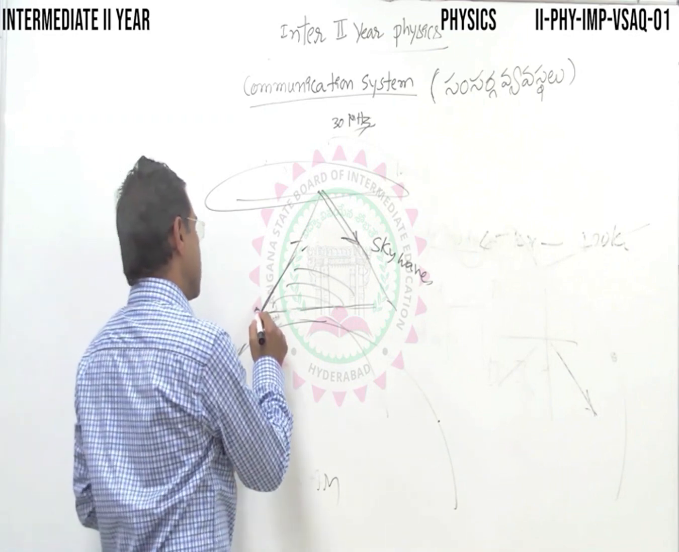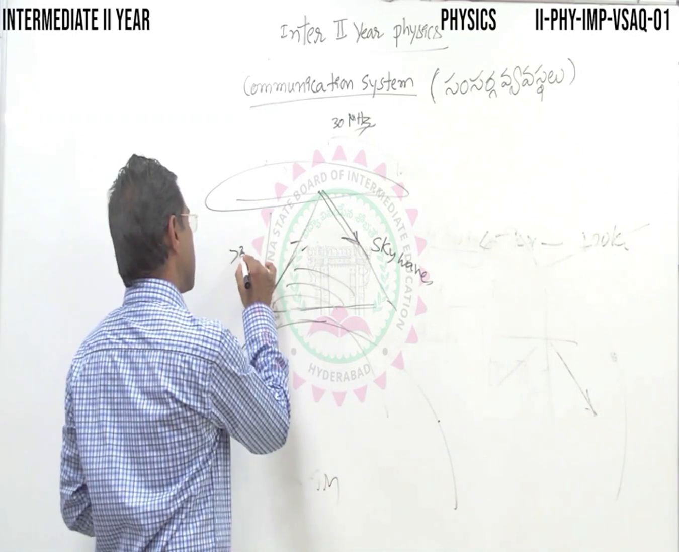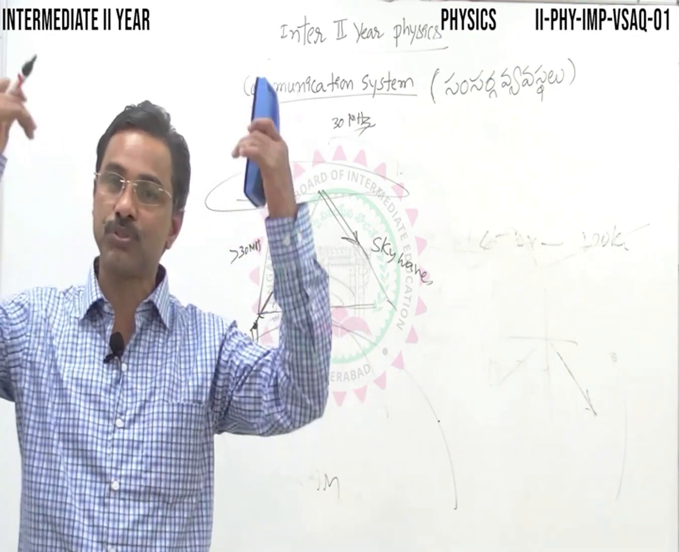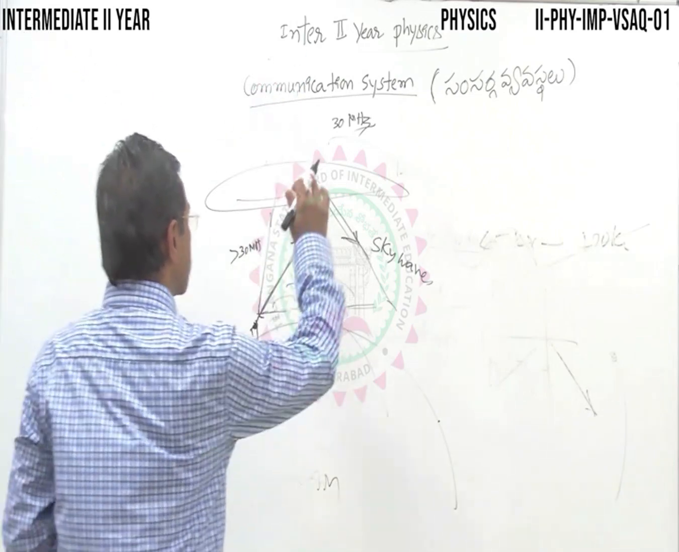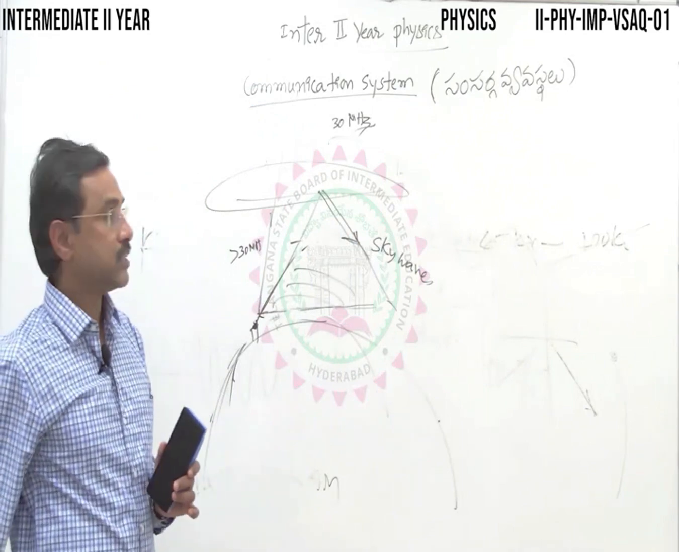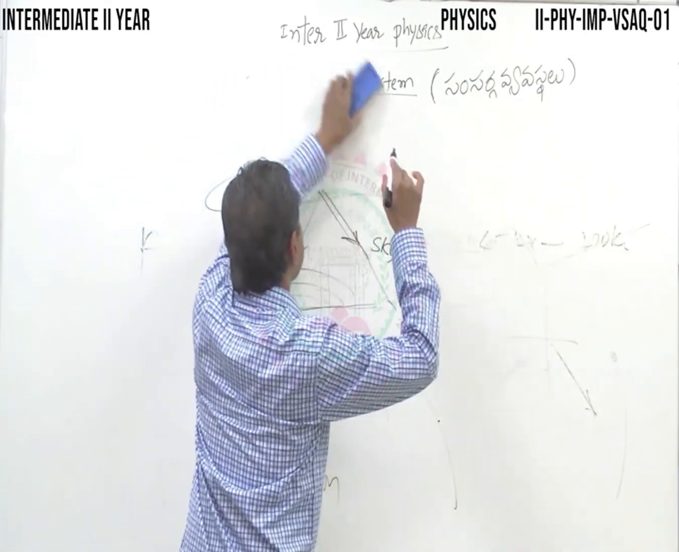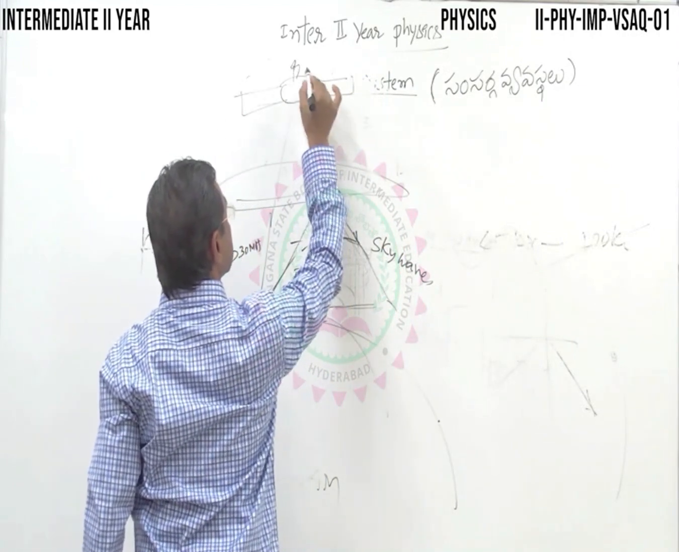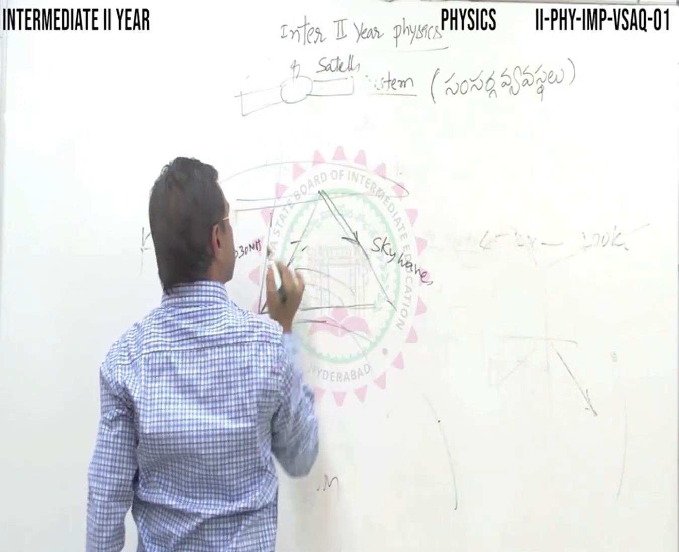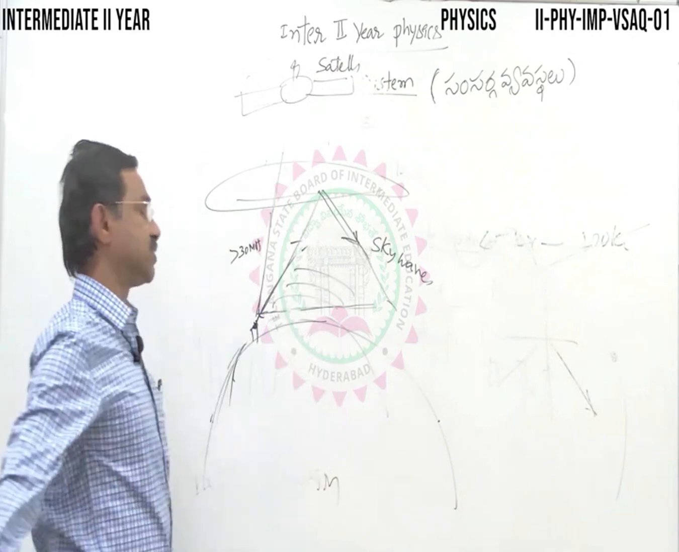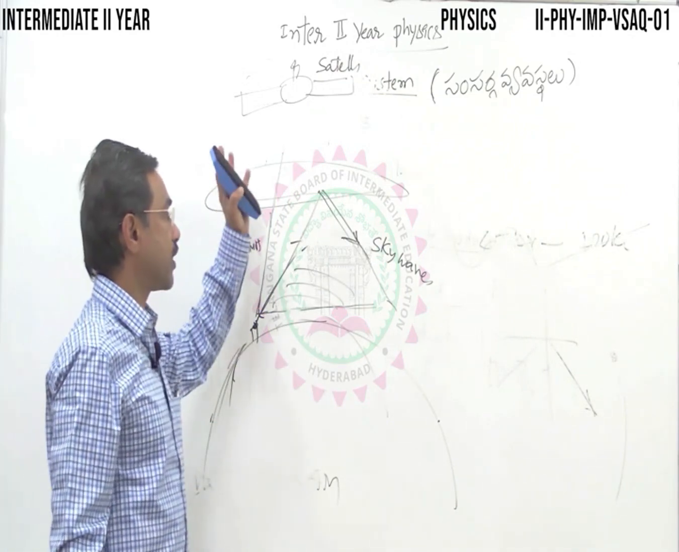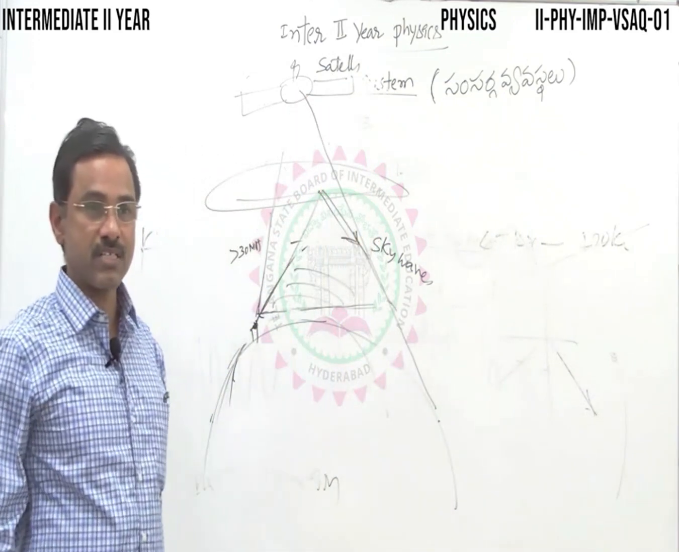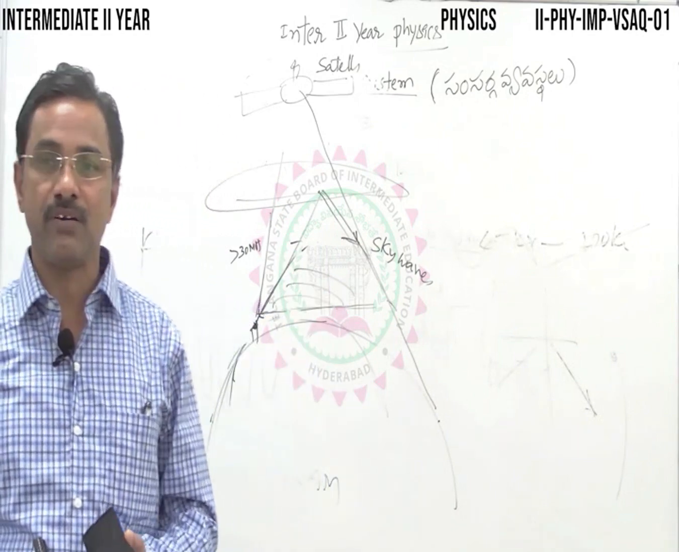Suppose the signal has a frequency of more than 30 megahertz. That penetrates through the ionospheric layer and escapes into space. Now this signal is handled with the help of satellites. We have communication satellites. The signal reaches the satellite, gets reflected, and reaches the surface of the earth. That is why satellite communication is very, very popular nowadays.